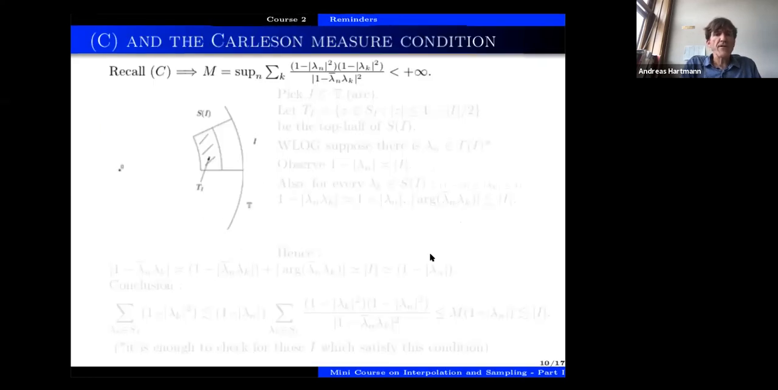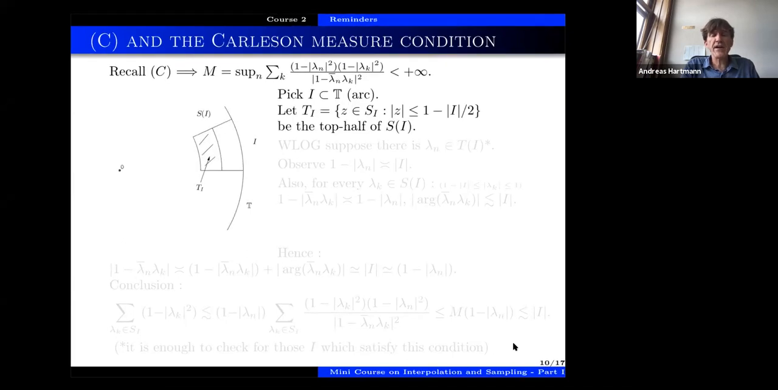Okay, so I recall that the Carlson condition implied this invariant Blaschke condition, or just gives also the embedding for reproducing kernels. And now I pick an arc in the circle, and I want to prove that with this condition, I get the geometric Carlson measure condition.